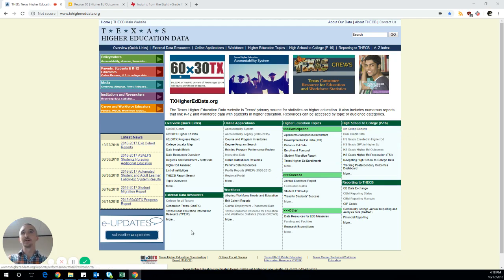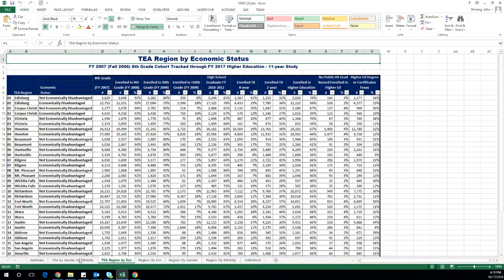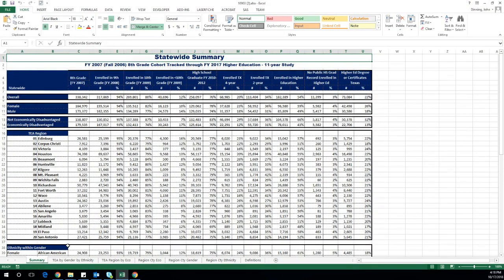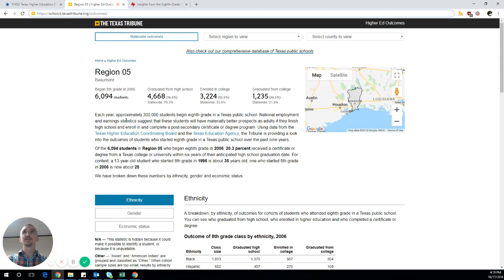So once you download the Excel workbook, you'll see there's all sorts of data, tabs and tabs of data. It can be hard to navigate, it's not very user friendly. But fortunately, there are some resources that have made it more accessible to non-data nerds. One of them is the Texas Tribune website, right here. You can find it at schools.texastribune.org.